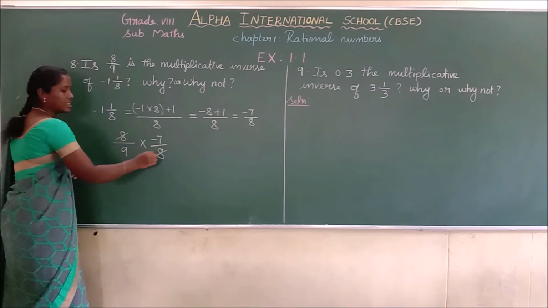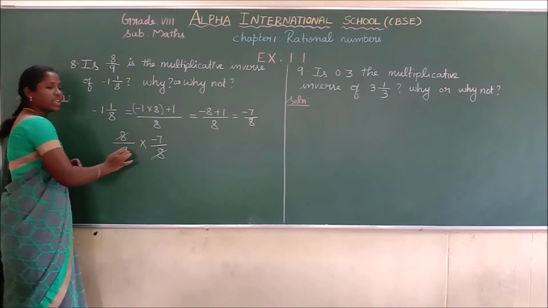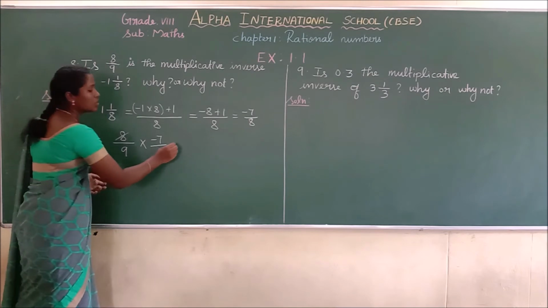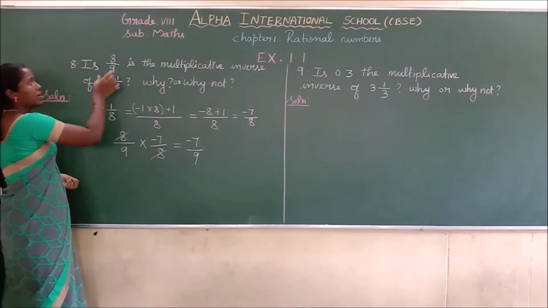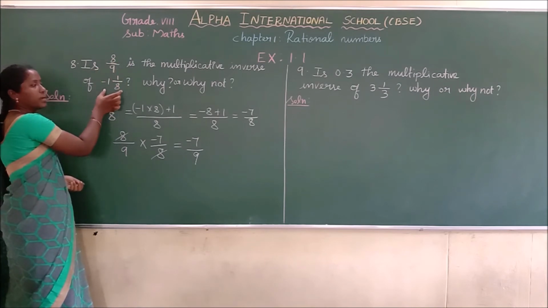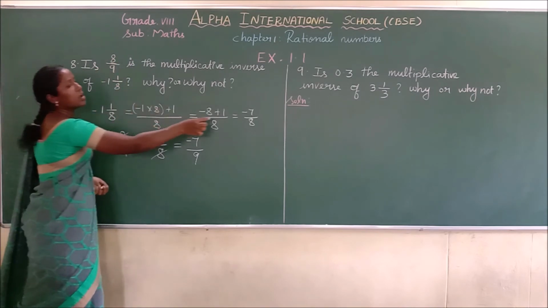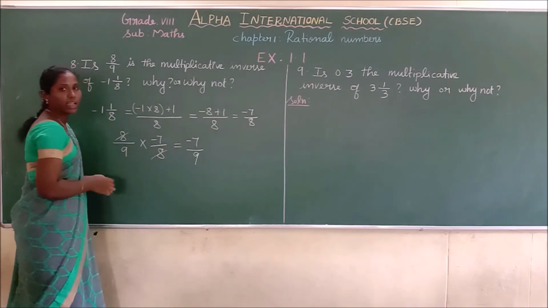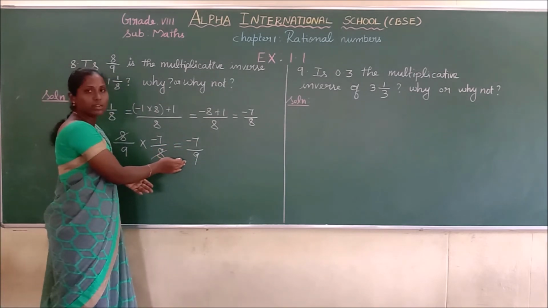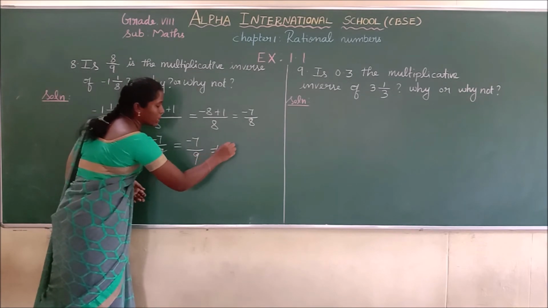See, 8 and 8 will get cancelled. 7 and 9 we can't cancel. So the result is minus 7 by 9. So if 8 by 9 is multiplied with the given number, minus 7 by 8, we are getting the result as minus 7 by 9. Is it equal to 1? No, it is not equal to 1.